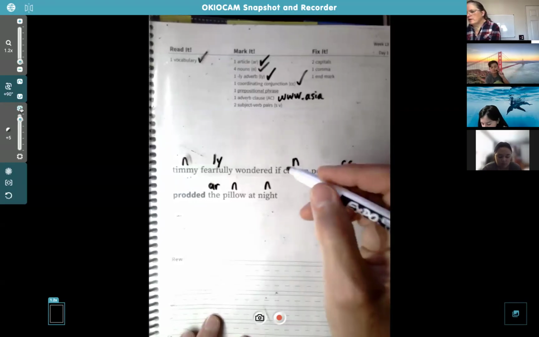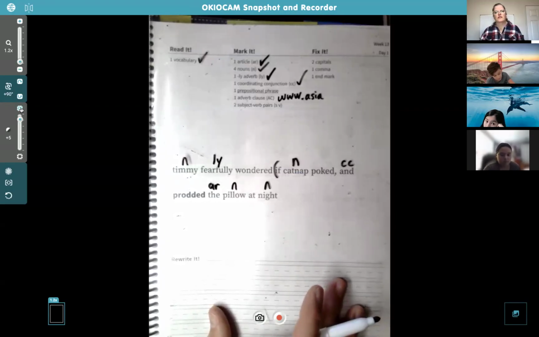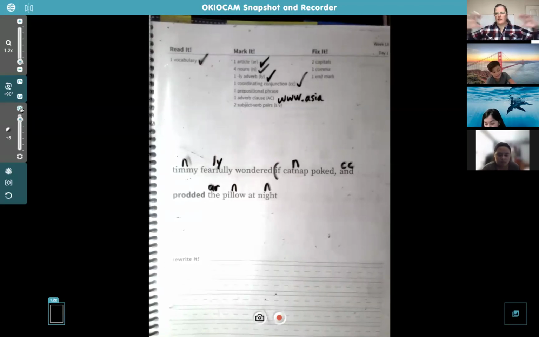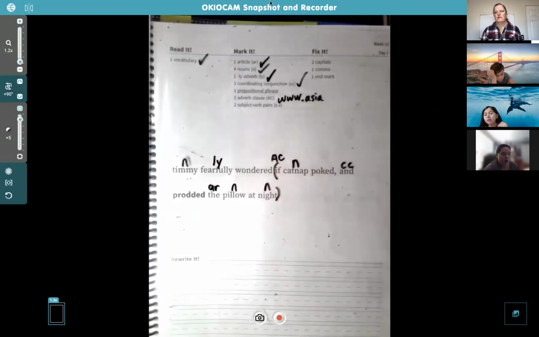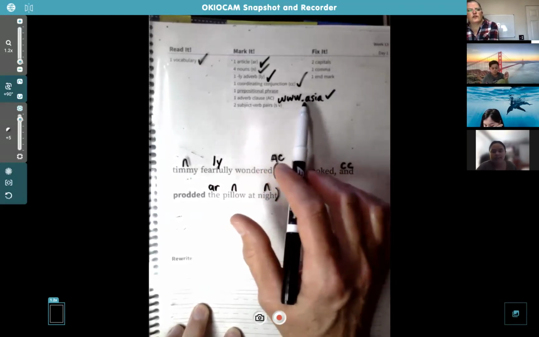Yeah. Okay. That's the beginning. Where does it end? Poked. Actually, keep going. It's going to finish up the rest of that thought. Say it again. Night. Yes, all the way to the end. Good job. And we're going to label it AC. That stands for adverb clause. Good job. And I wrote up here www.asia just in case you need a little refresher on that.